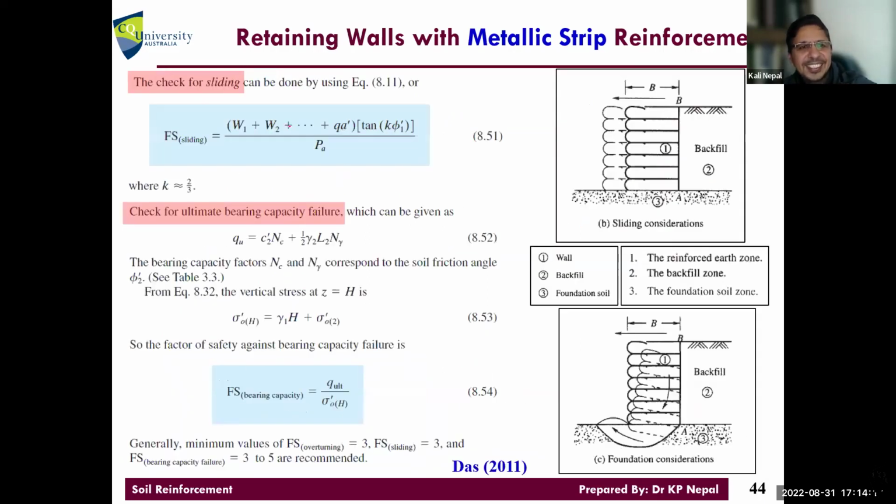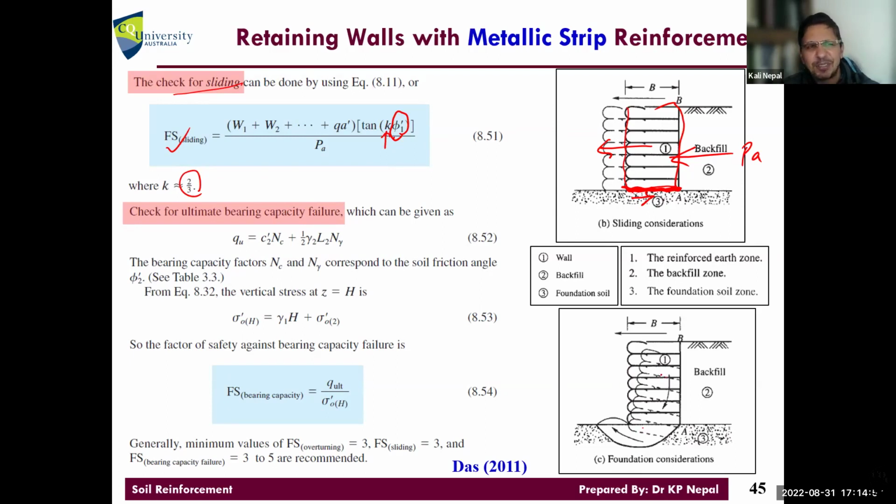Another is sliding. Sliding is also the same concept. If this is a wall, whether it slides or not depends on what? What is the friction here? The soil and then foundation friction. There is a resisting force, and then active PA will push the wall out, right? So the ratio between these two is the factor of safety against sliding. But usually in this type of reinforcement, the phi of the backfill is reduced by K. So K is 2/3. Make sense?